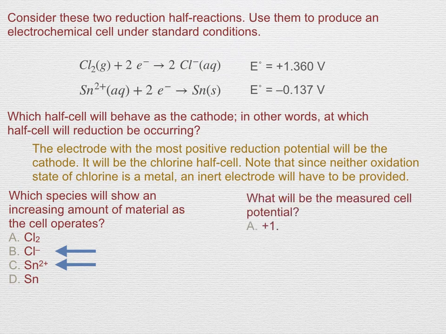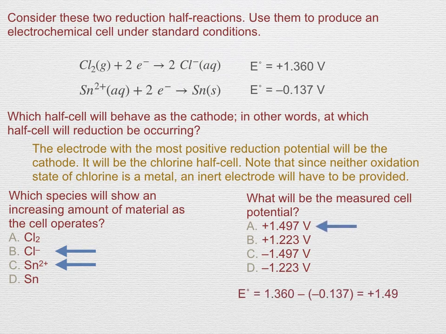What will be the measured cell potential? A: plus 1.497, B: plus 1.223, C: minus 1.497, or D: minus 1.223? Well, cell potential is calculated as cathode minus anode. So in this case, E naught is 1.360 minus a minus 0.137, which is plus 1.497 volts, or A.